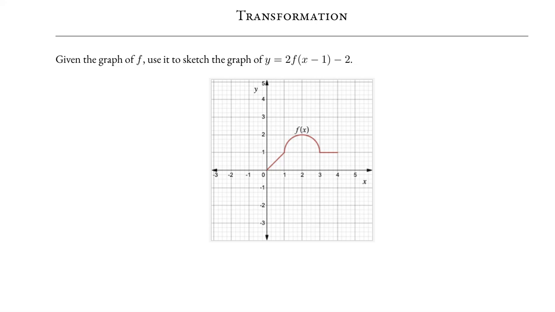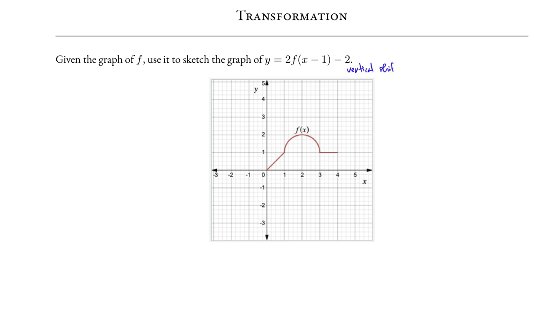Given the graph of the function f, use this to sketch the graph of y equals 2 f of x minus 1 minus 2. There are a few operations being done to the original formula f of x. First, the input x minus 1, and then we will take the result and multiply by 2, and then lastly we subtract 2.